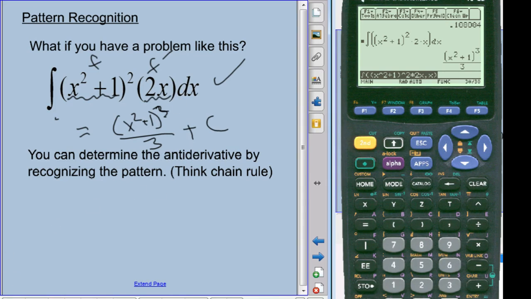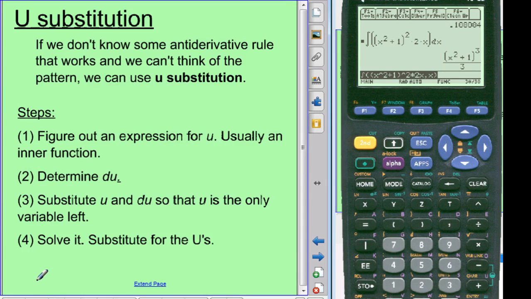Alright, so maybe sometimes you can recognize the pattern, but sometimes the pattern's not easy to figure out, so we have to use substitution. So what is substitution? If you don't know the rule for the antiderivative and you can't think of the pattern, you use substitution. I wrote down these steps.